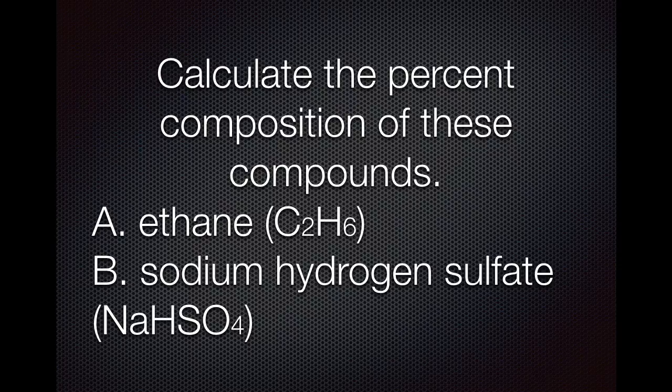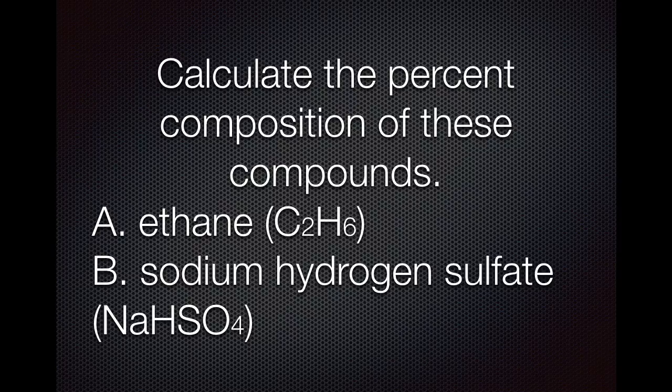Letter B, you have sodium hydrogen sulfate, which is NaHSO4. So in this case, you have 4 different types of elements, which means finding the molar mass would be a little bit more work. You need to look for sodium in the periodic table. Sodium is about 23.0 grams, and since there's only one, you have 23.0 grams there. 1 hydrogen is 1.0 grams. Then sulfur is 32.1 grams, right? And you have oxygen, which is 16, but you have 4 of them.